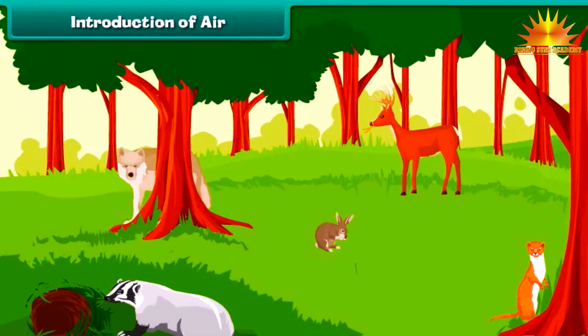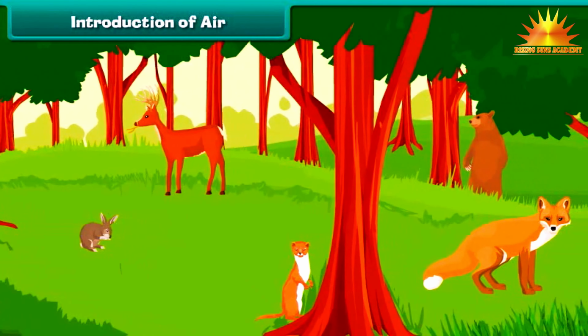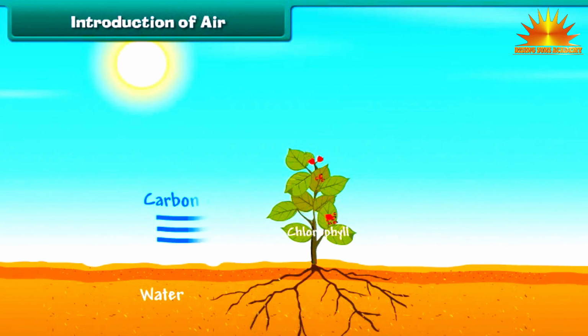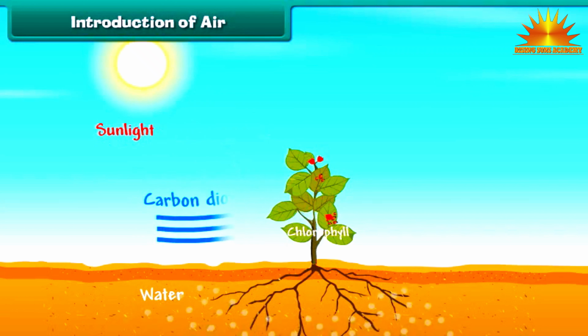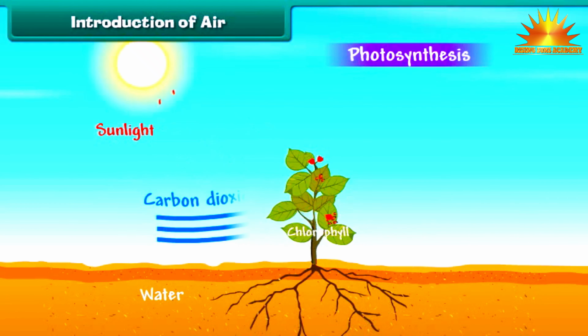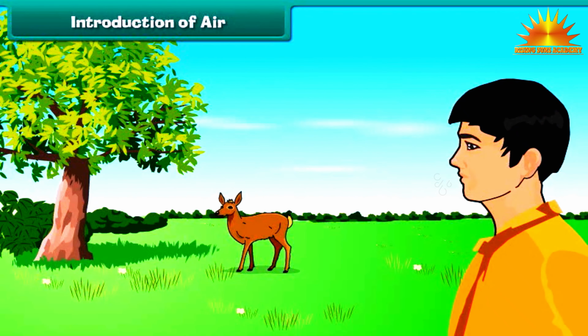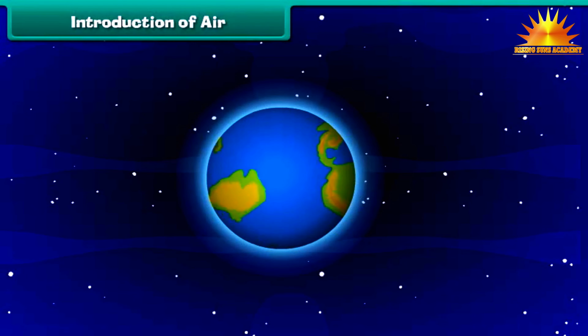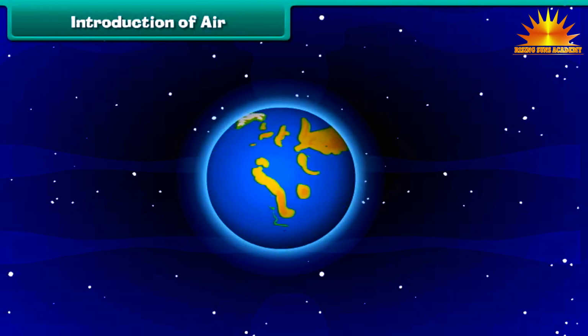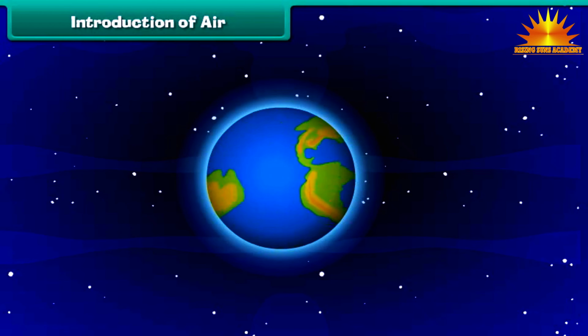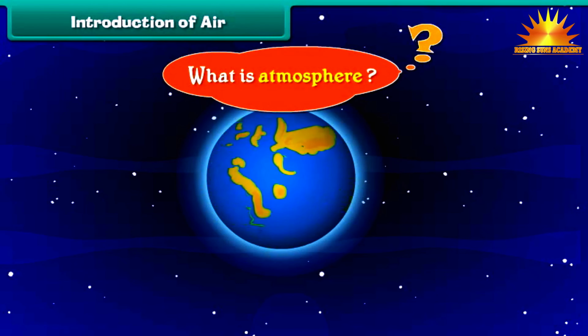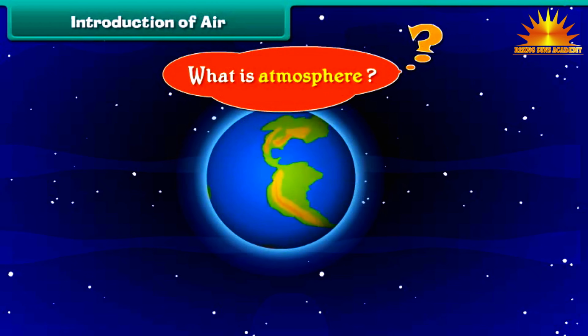Air is very important for almost all life on Earth, including plants and animals. Plants need carbon dioxide from air to do photosynthesis and release oxygen into the air. Human beings and animals need to breathe air to get the oxygen they need to survive. Do you know the atmosphere surrounding Earth is full of air? But what is this atmosphere? Come along to know.